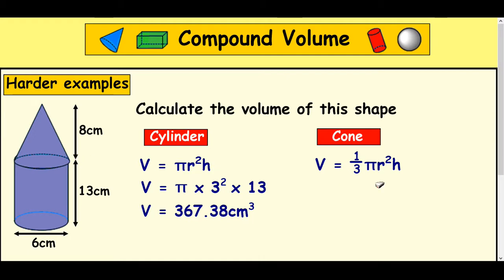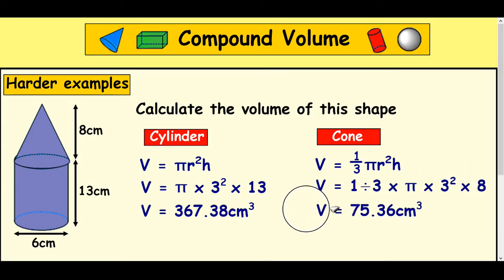Let's look at the cone now. So the cone, to get the 1/3 in your calculator, we just do 1 divided by 3. Again, you can use pi or 3.14. The radius of the cone, we look to the bottom here, and you can see that all the way across the cone is 6. So the radius is the same as the cylinder, which is 3. And the height of the cone is from the bottom of the cone to the top, which is 8. And just type that into your calculator, and you get 75.36 centimetres cubed.